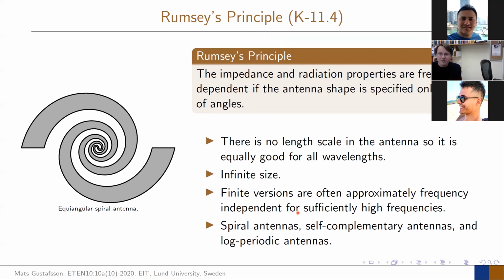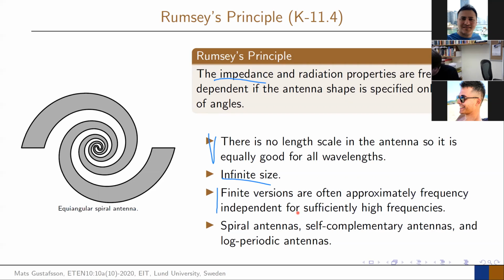And actually, if you have that property, your antenna parameters, like the impedance, are not depending on frequency because they don't depend on the wavelengths. And that means you basically have infinite bandwidth. So in these cases, you have no length scale, so it is equally good for all wavelengths. It also requires that it has an infinite size. So maybe not the most practical, but of course we then do approximations of them, and the finite dimensional versions are very good approximations.